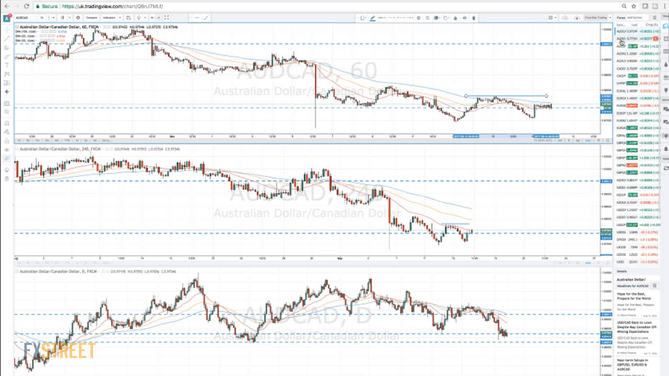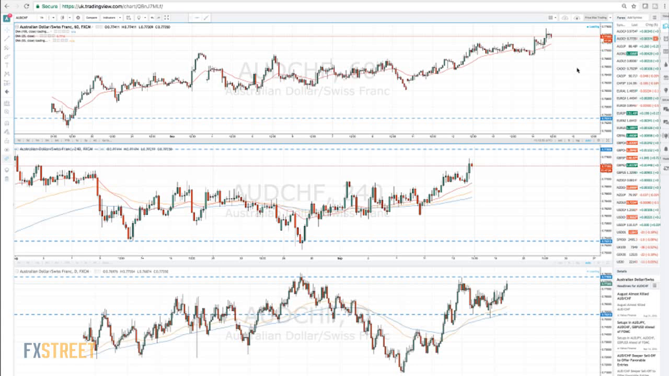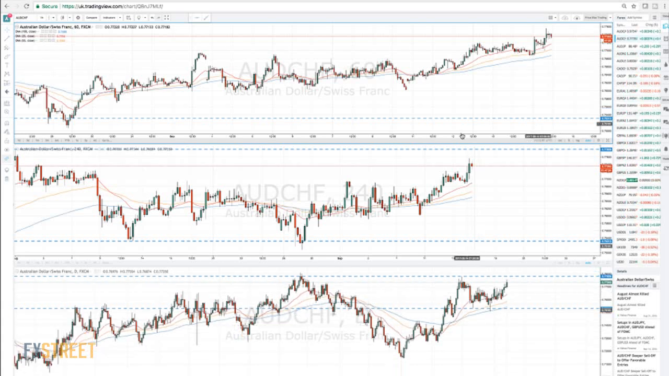So that's the Aussie CAD, and sorry, I spoke a little bit too much there, so I'll try and make the other pairs significantly quicker.